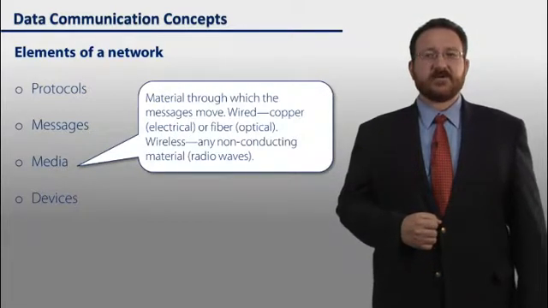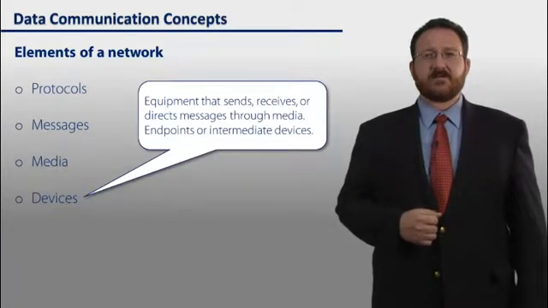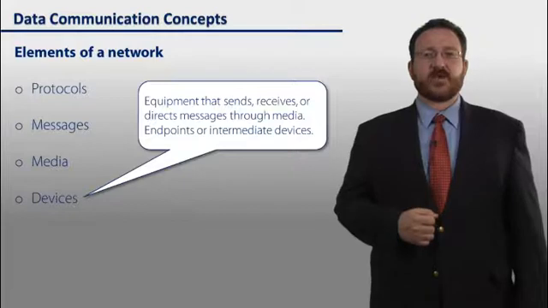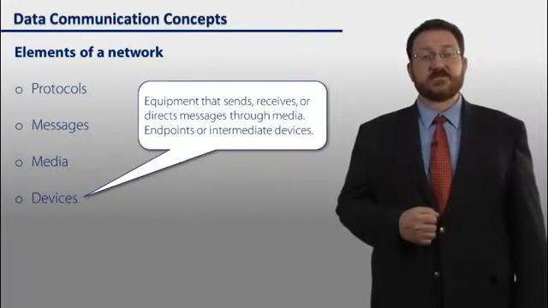The media is the material through which the messages move. It could be wired, such as copper, or it could be fiber for conducting optical, or wireless using radio waves. The devices, then, are the equipment that send, receive, or direct messages through the media. These could be endpoints or intermediate devices such as switches and routers.